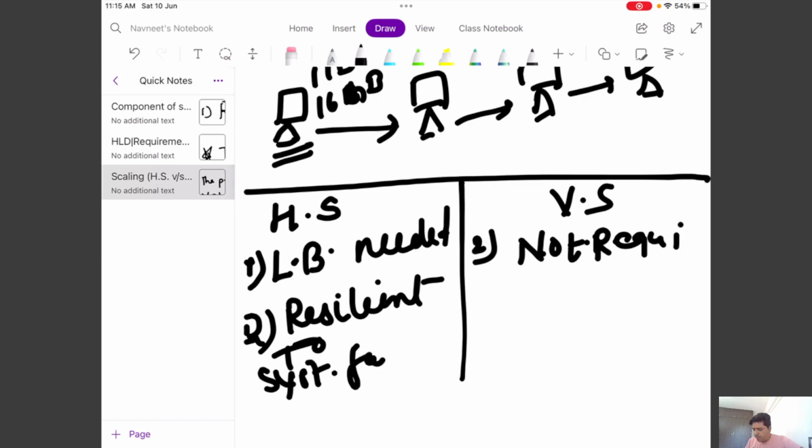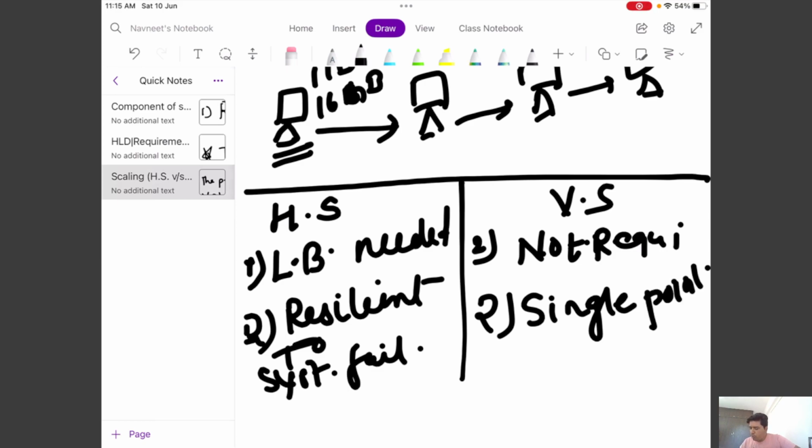But in the vertical case, this is definitely a single point of failure, because we have only one thing. If this goes down, it's down. So it is a single point of failure.